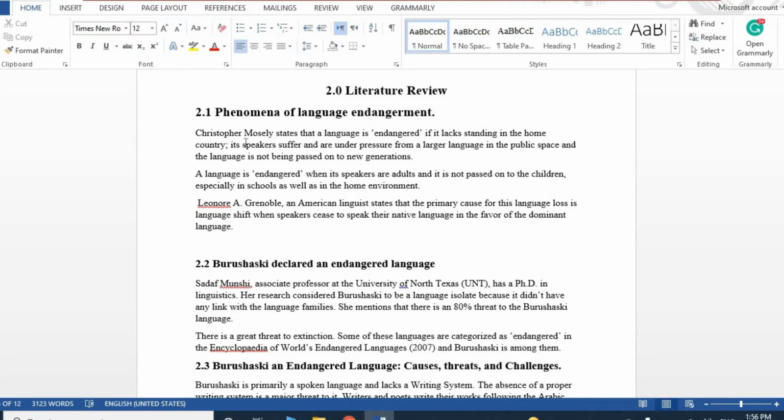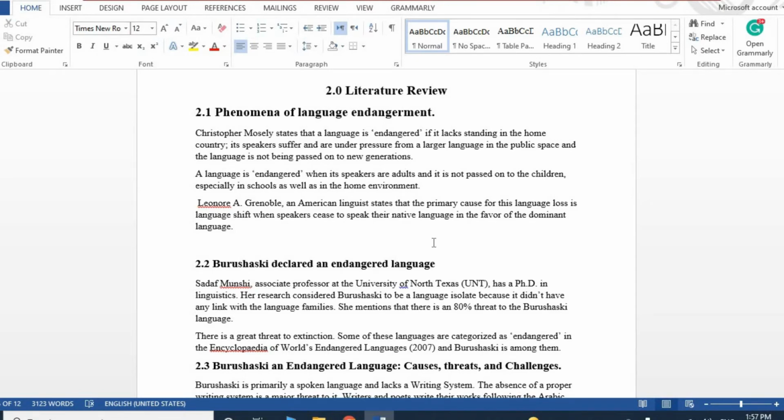So Christopher Moseley stated that a language is in danger if it lacks standing in the home country, and its speakers suffer and are under pressure from a larger language in public space, and the language is not passed on to the new generation. That is what language endangerment is, according to these people.